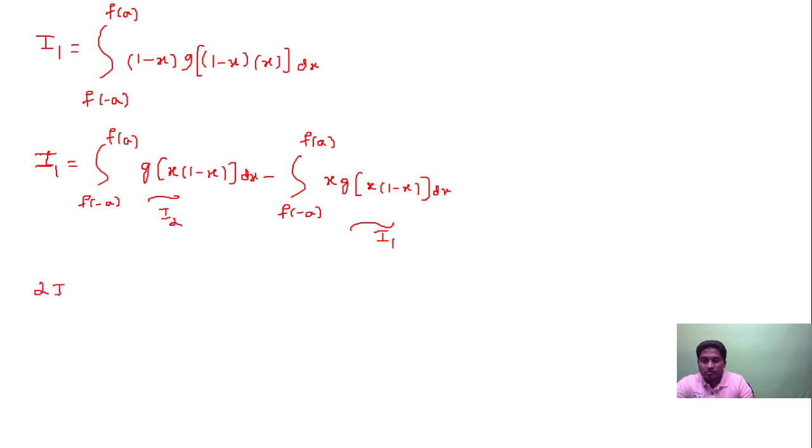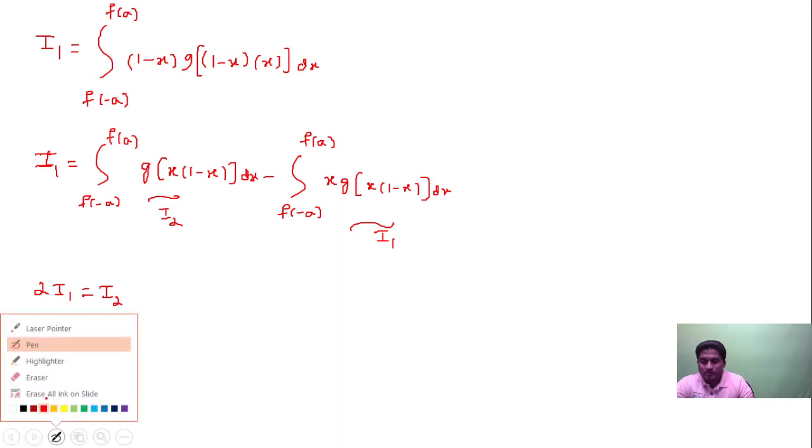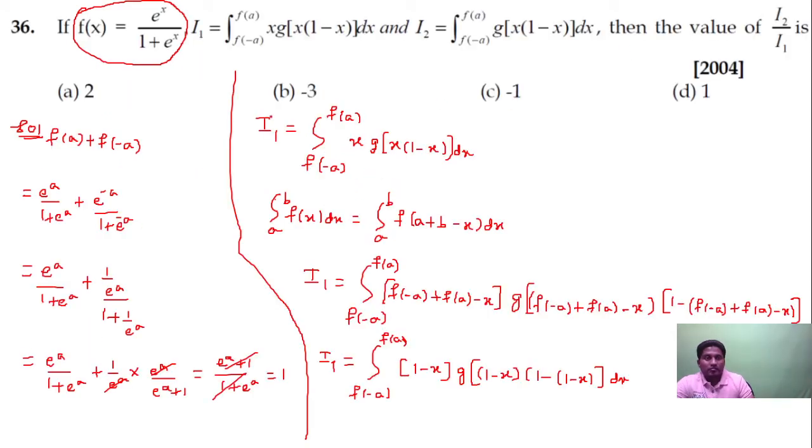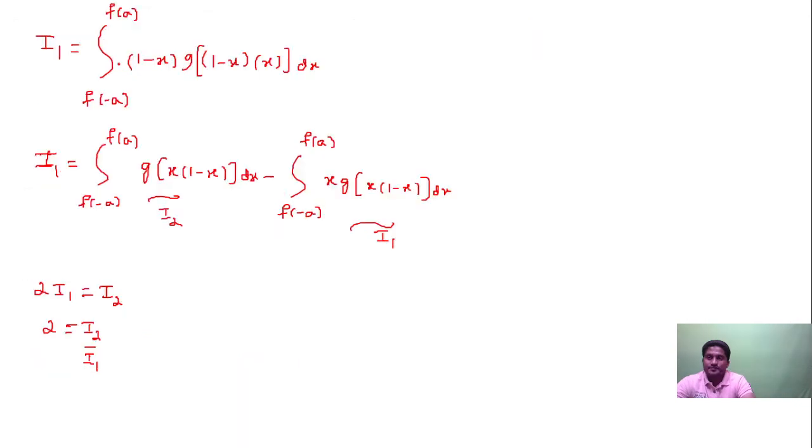I1 plus I1 is 2 I1, which is equal to I2. So you get I1. I'm supposed to find out what is I2 by I1. So you get 2 is equal to I2 upon I1. So I2 upon I1 will be equal to plus 2. Answer is option A.